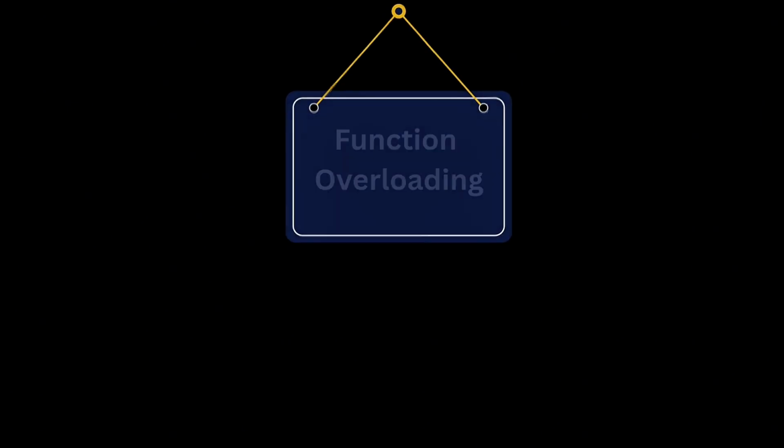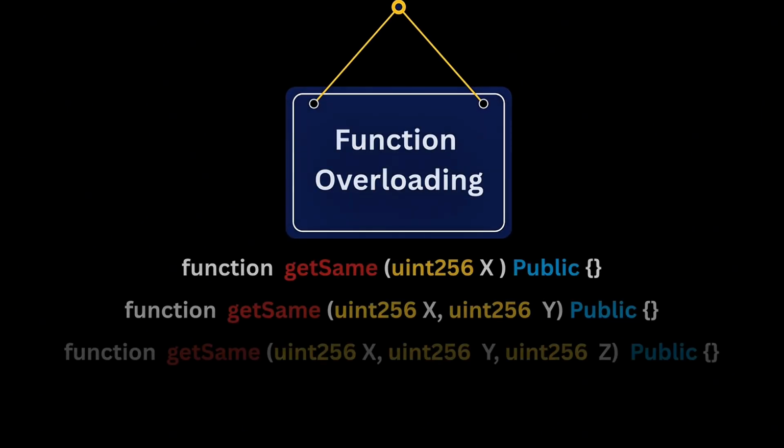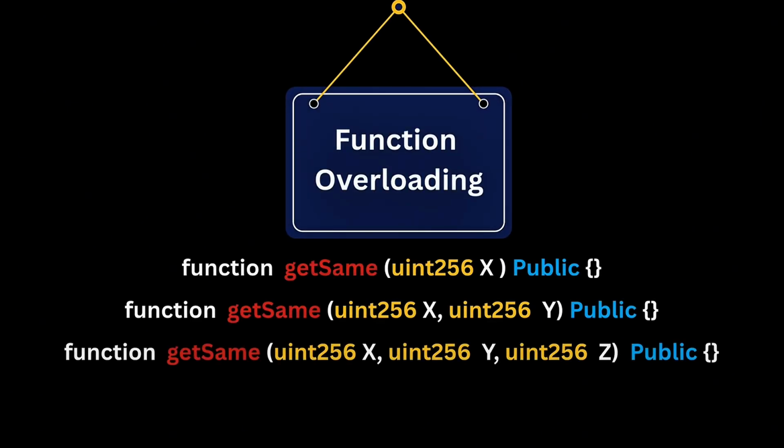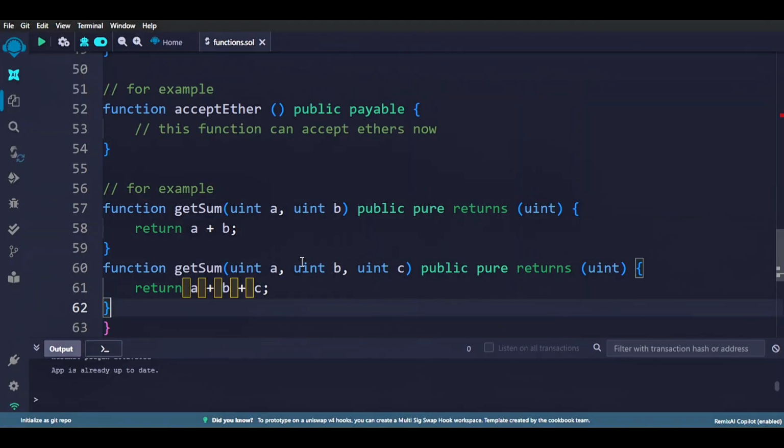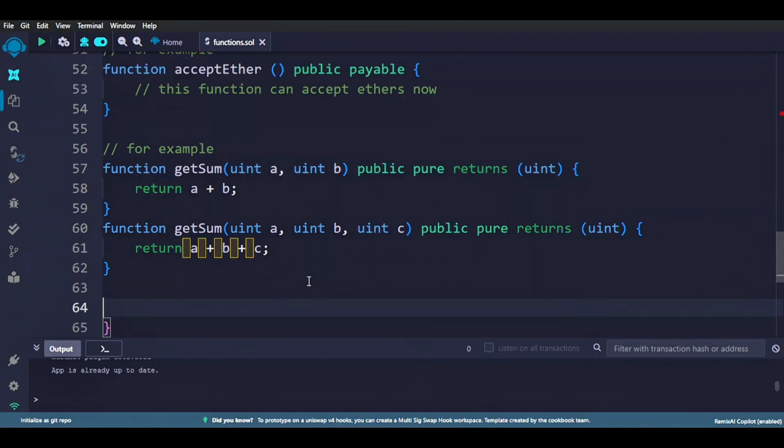And now function overloading. Solidity lets you define multiple functions with the same name as long as their parameter list is different. This is called function overloading. It's like having 2 different recipes with the same name but different ingredients. For example, here, getSum with 7 calls the first function and returns 12, while getSum with 5 calls the second and also returns 12. The Solidity compiler distinguishes them by their parameter count and types. But you cannot overload by return type alone. The parameters must differ.